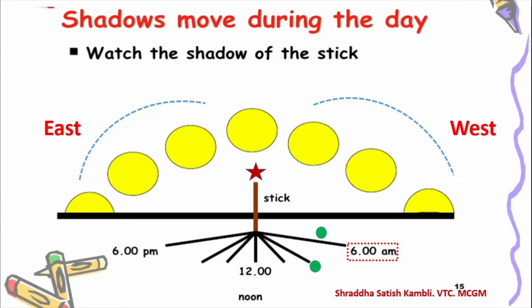Look at the length of the shadow also. The length of the shadow has become a little smaller. What about the next position? See, we have the sun here, and the shadow has become a little smaller again, and it has moved again towards the east. Now east and west are the directions, okay children?